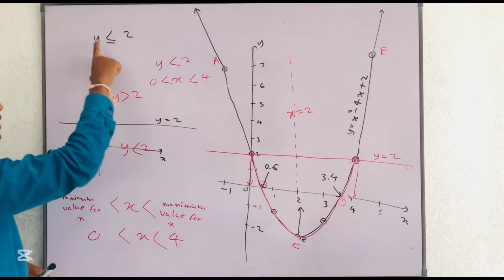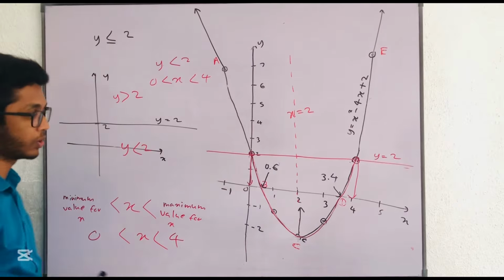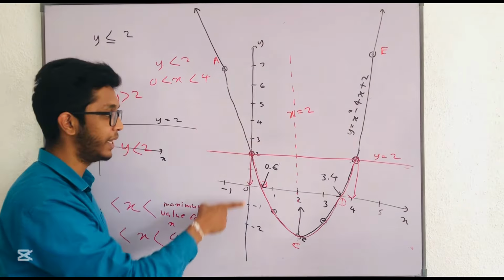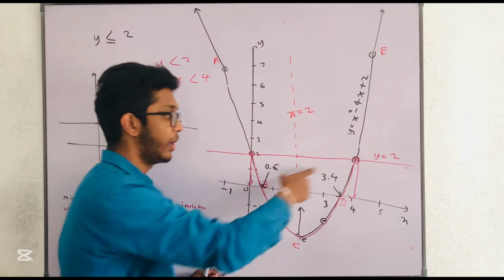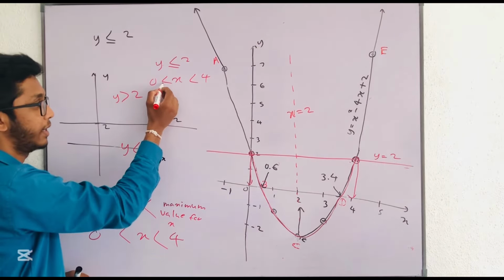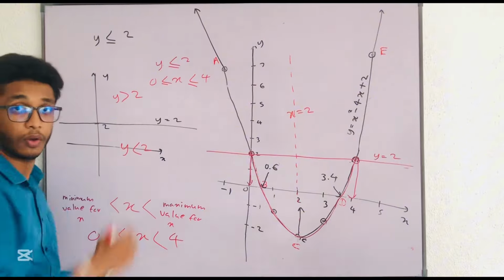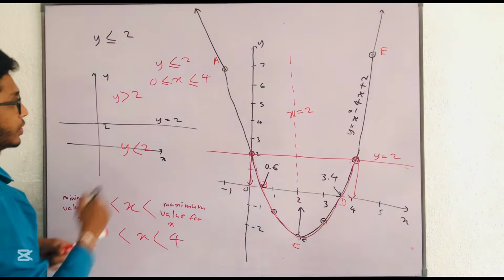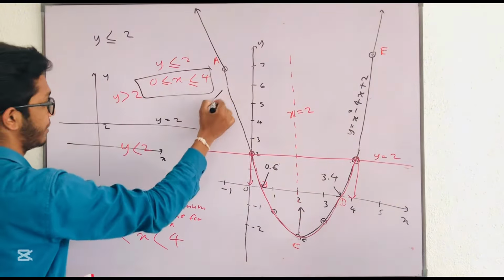Here they have given that y can be equal to also. So y can be equal to means x can also be 0, and here x can also be 4. So when we have an equal mark here, for these inequality signs also we put the equal mark. So this is the answer for question number 13.